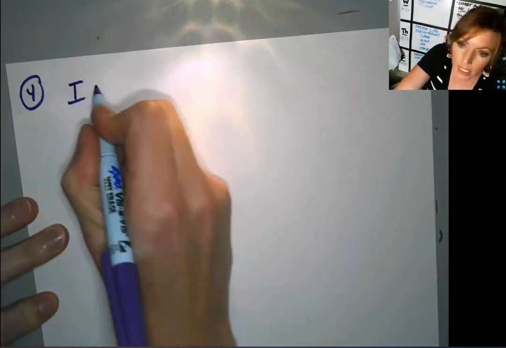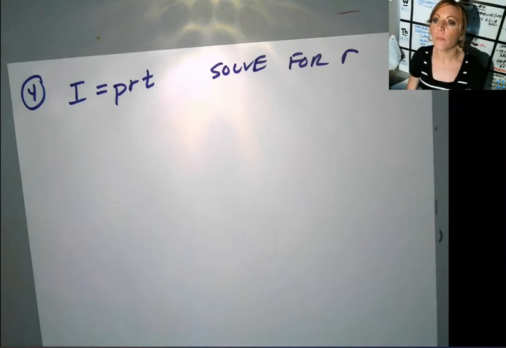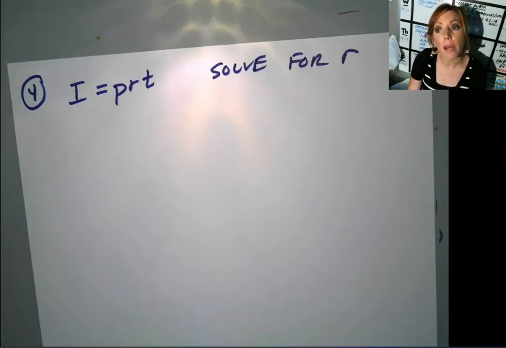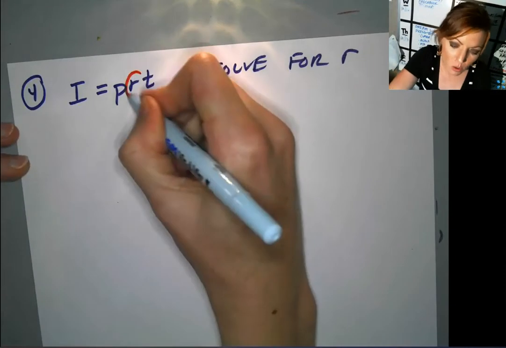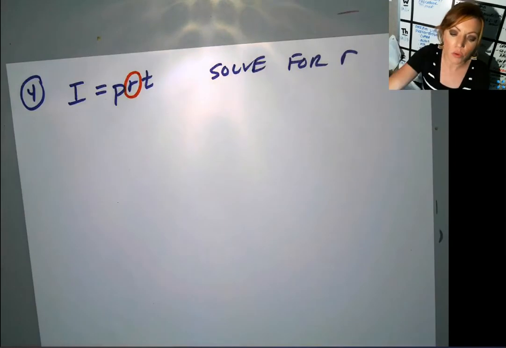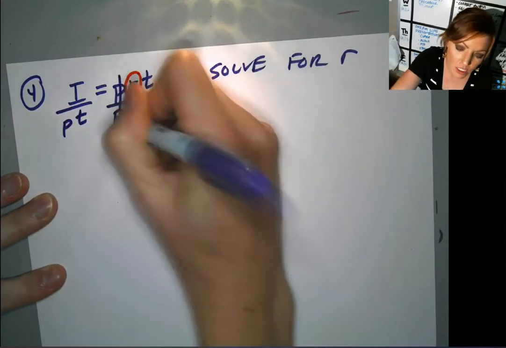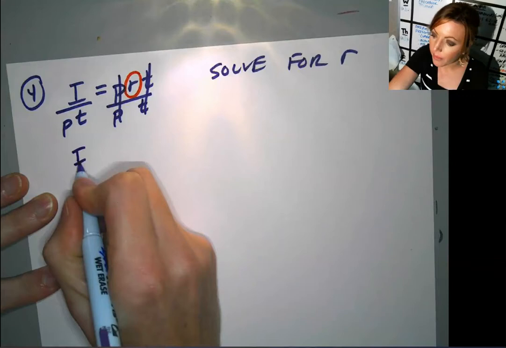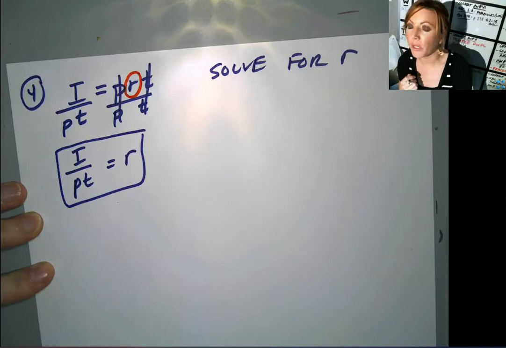All right, next, I equals PRT, and we want to solve this for R. Well, so basically when it says solve for R, that means get R by itself. So we want to do the opposite of what's being done. Right now we have a p and a t being multiplied by the r. So the opposite of multiplication is division. We're going to divide by p and t on both sides. So we get I over pt equals r.